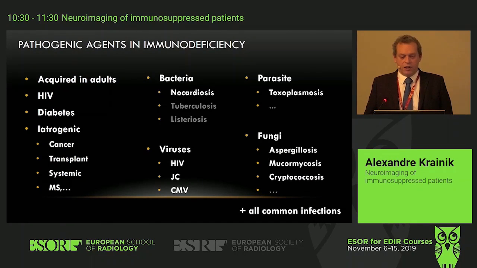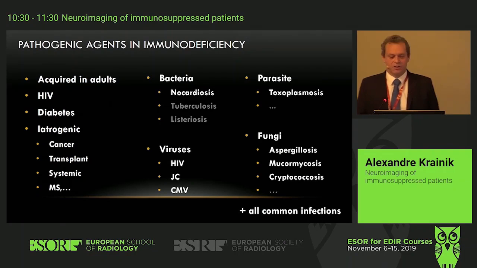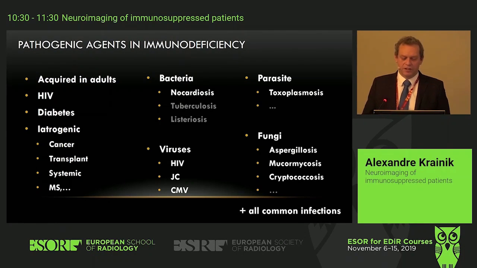To try to cover, it's a kind of list in a certain way, and we'll deal mainly with several infections: with bacteria, nocardiosis, for instance. We won't deal with tuberculosis because we'll refer to it in immunocompetent patients too. Viruses like HIV, JC virus, or cytomegalovirus. Parasite, toxoplasmosis. Fungi, aspergillosis, mucormycosis, or cryptococcosis. And of course, all immunodeficient patients may experience all common infections.